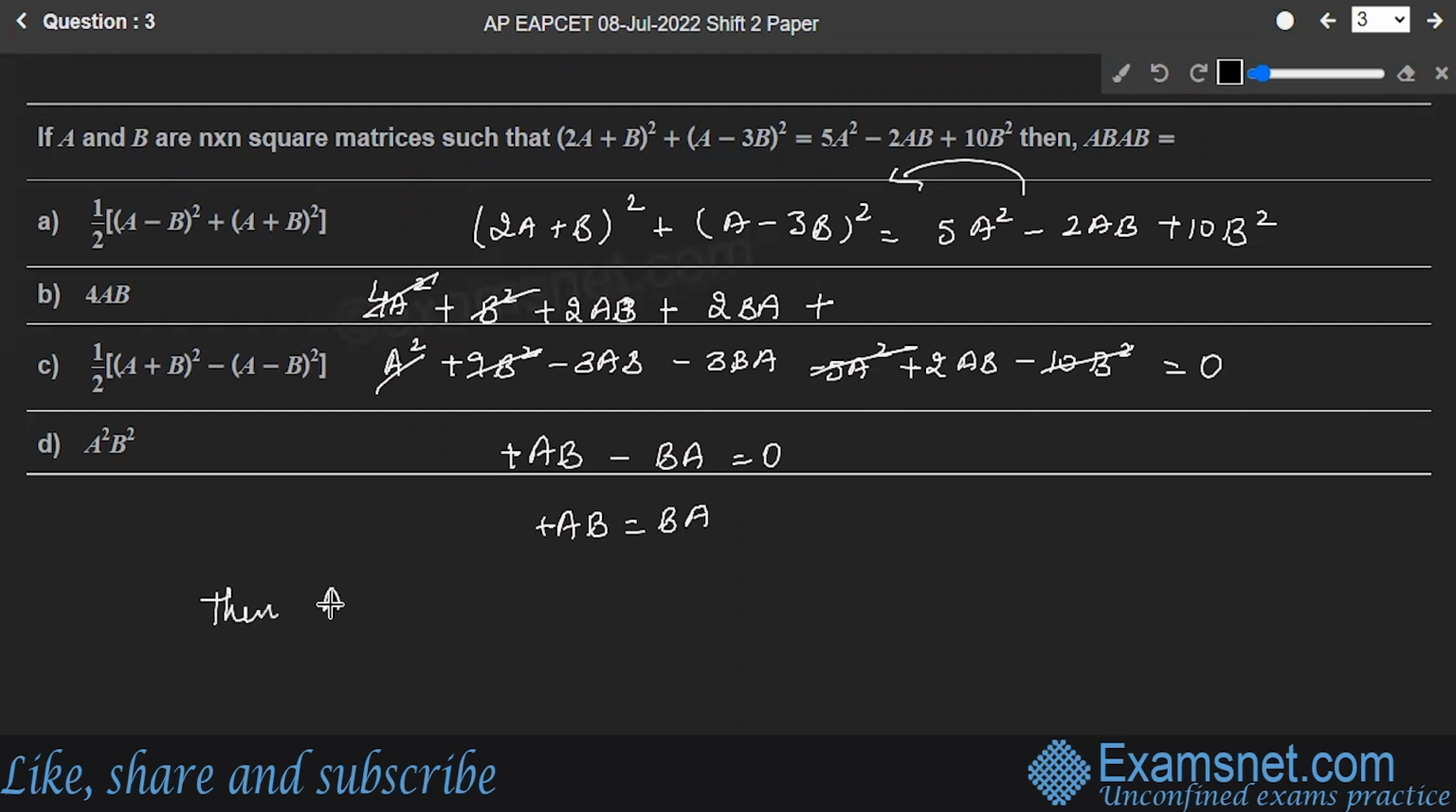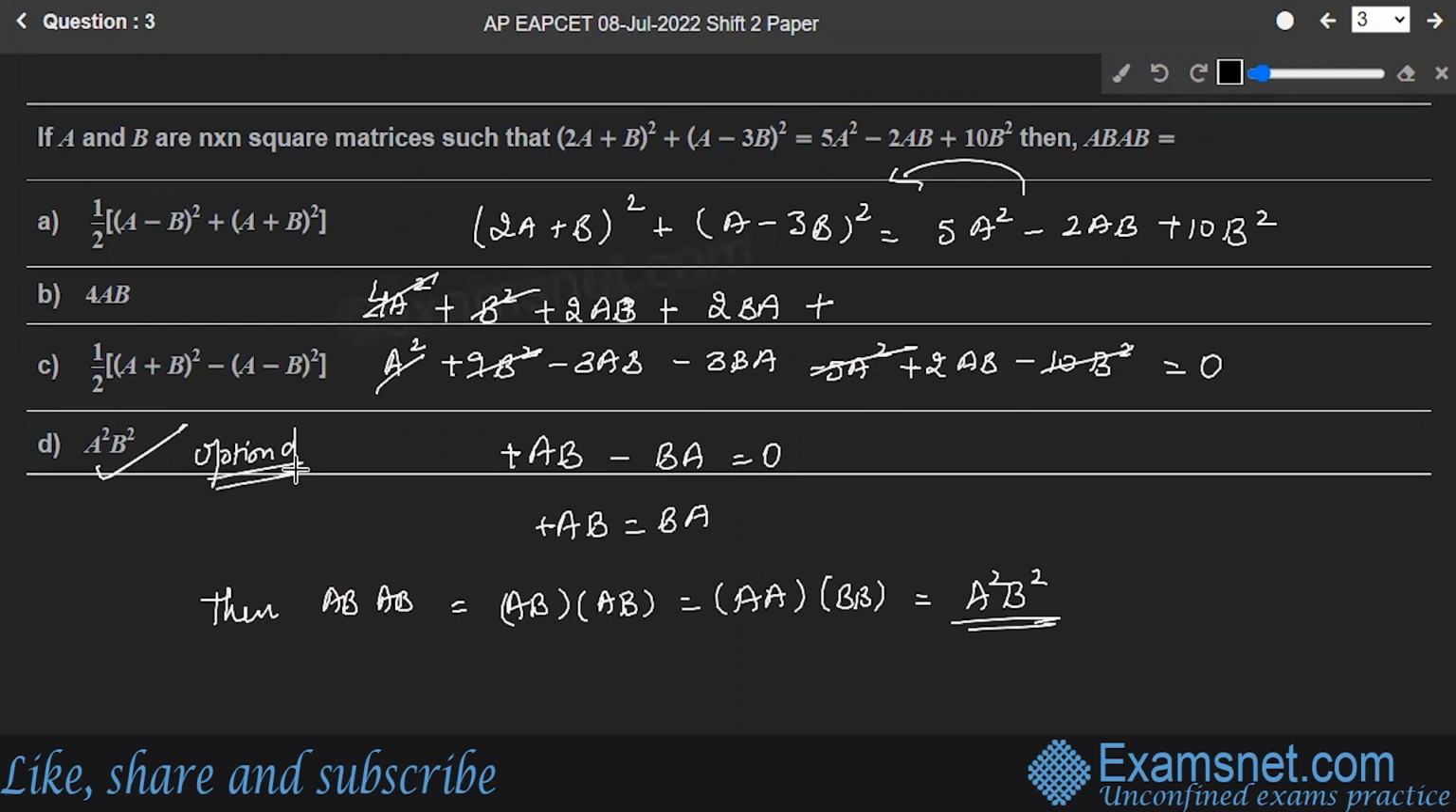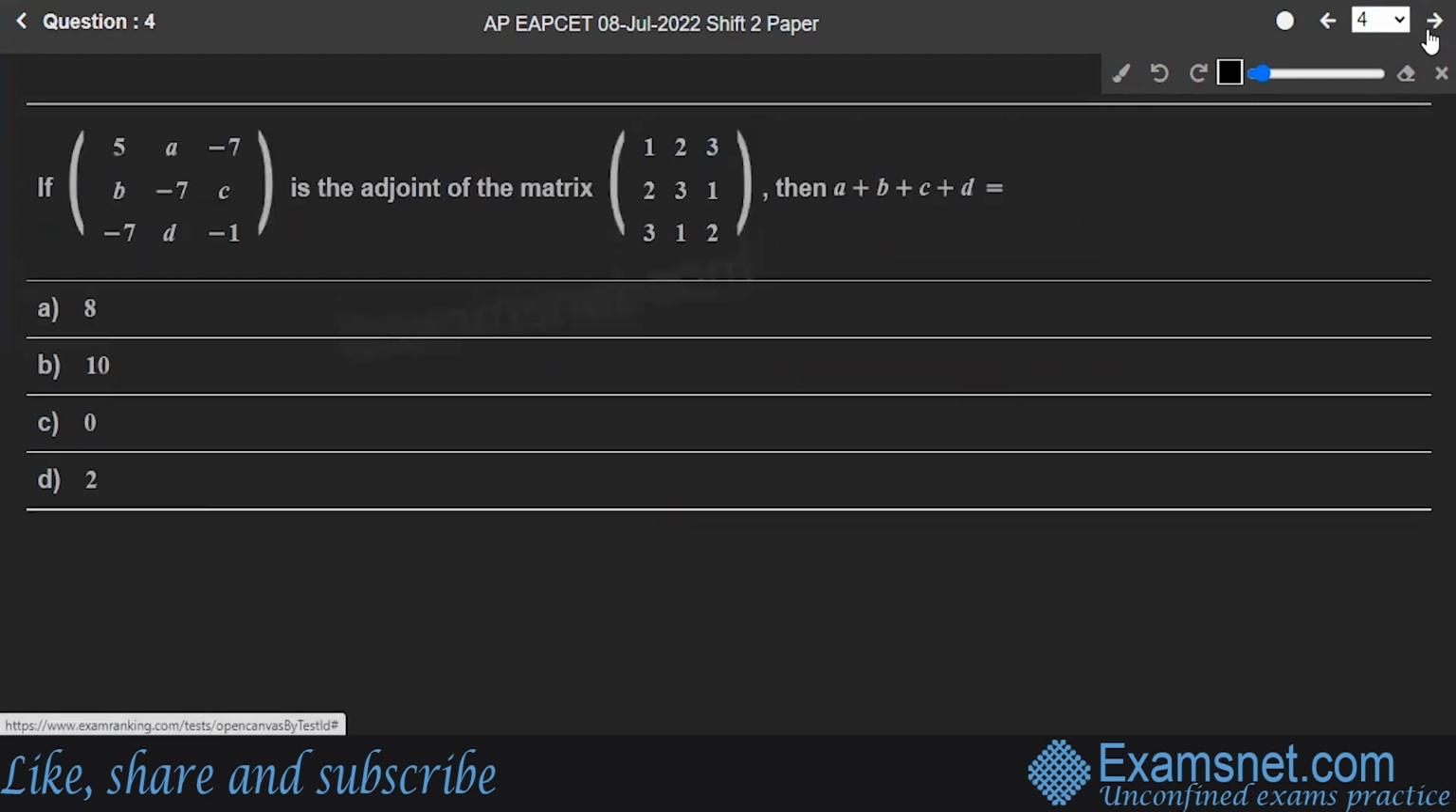Then AB multiplied by AB can be written as A multiplied by A into B multiplied by B. That is equal to A square B square. So option D is the correct answer for the problem. Hope you are clear. Let's move to the next question, number 4.